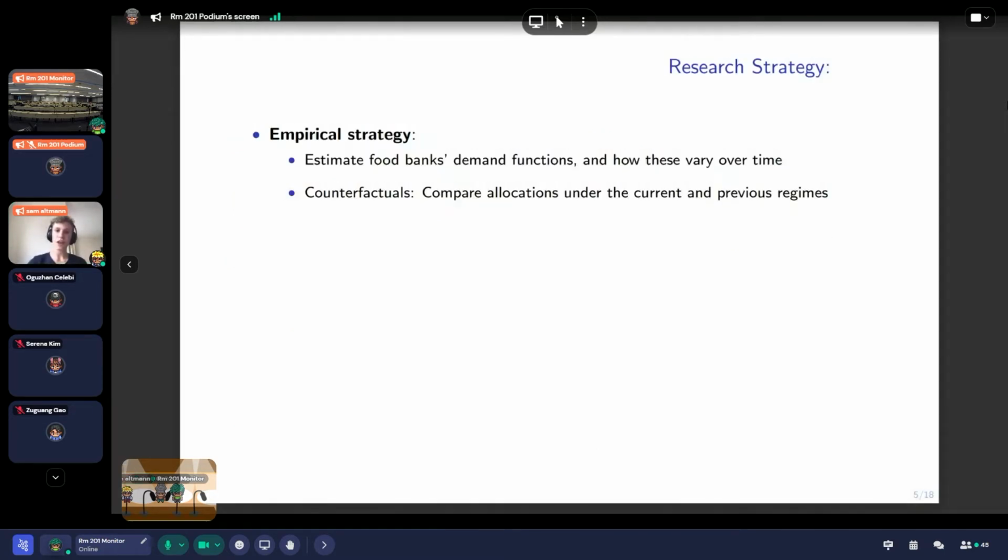So what I want to do is estimate food banks' demand functions and then use these to run a series of counterfactual simulations comparing allocations under these regimes.